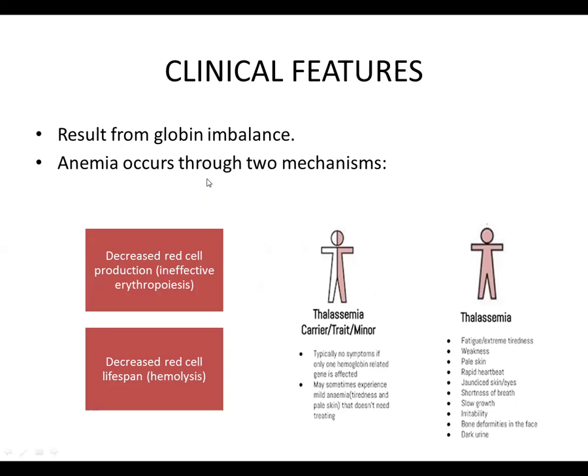In cases of thalassemia major, the individual will present with signs and symptoms which include fatigue, weakness, pallor, tachycardia, jaundice because of hemolysis, growth retardation, shortness of breath, irritability, dark urine, and bone deformities, which are the result of marrow expansion. In cases of thalassemia carrier, trait, or minor, typically there are no symptoms. The individual is asymptomatic. However, sometimes the individuals may present with mild anemia.